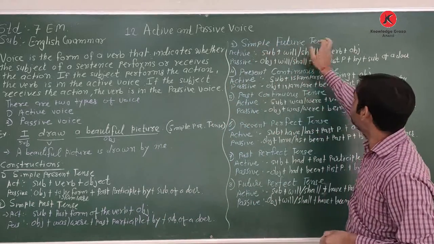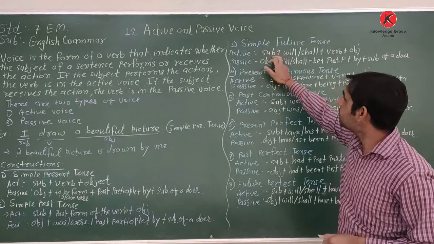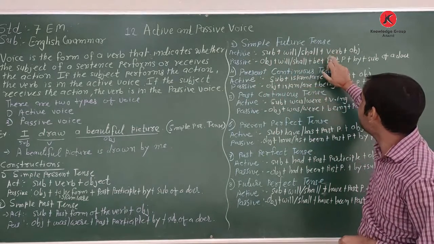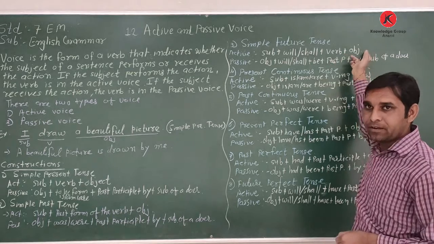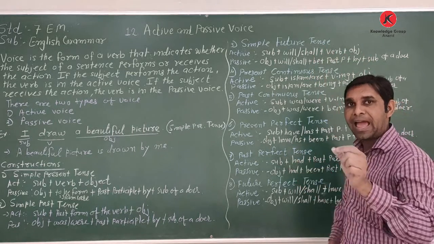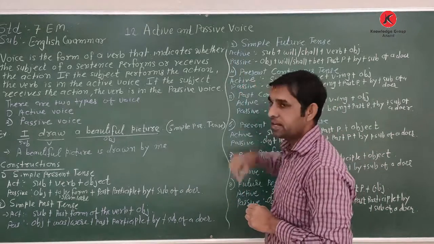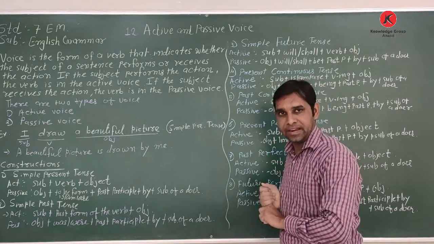Okay, so the simple future tense. The structure of the simple future tense in active voice is subject plus will/shall plus main verb plus object. Okay, I will write a letter. This is the example of simple future tense in an active sentence.